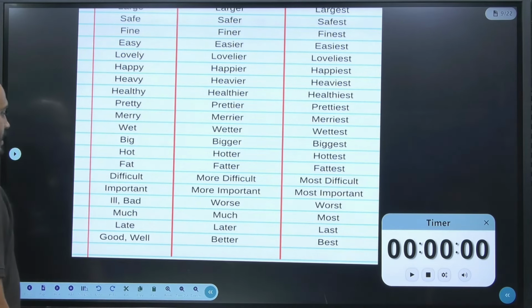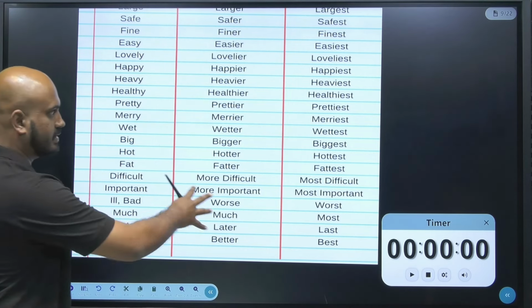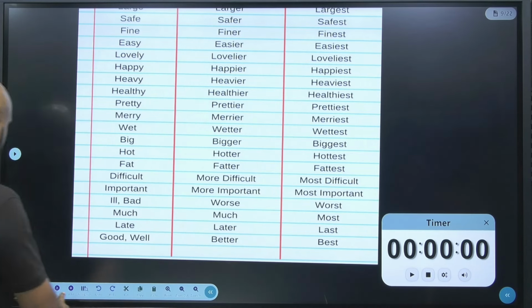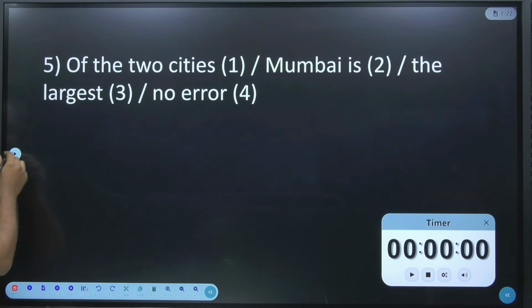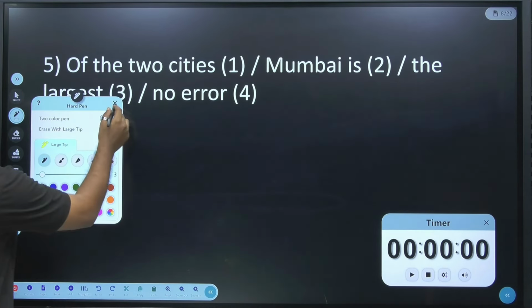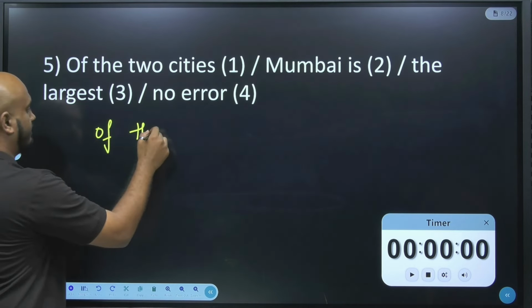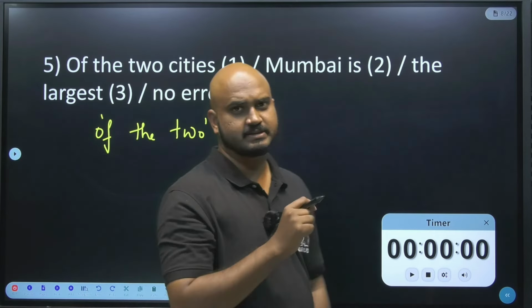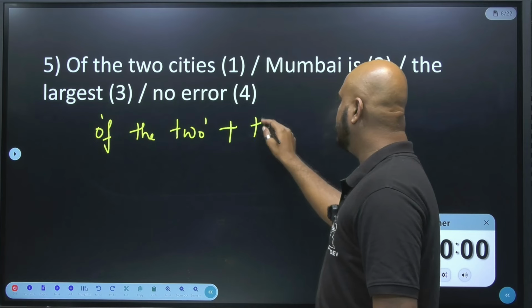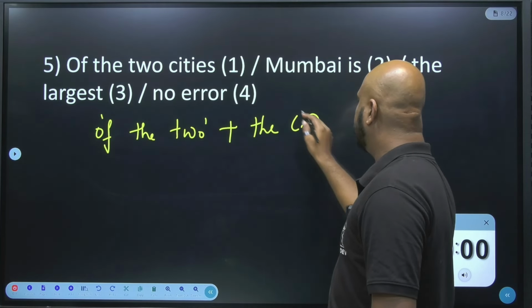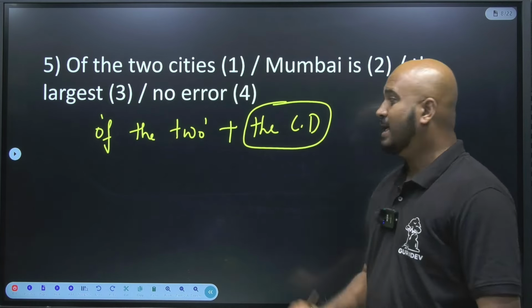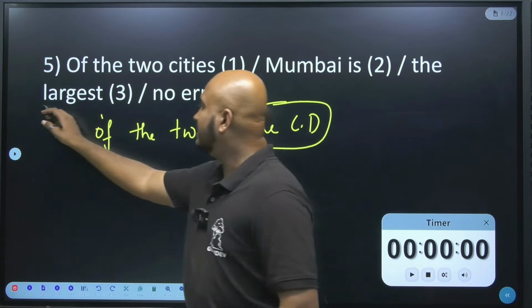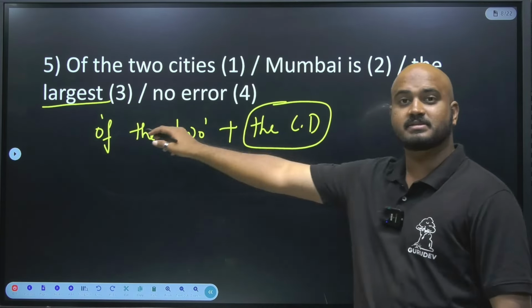So having said that, having an awareness of this particular construction, or you can say degrees of comparison, we can go back to our previous slide and discuss the answer over here. So what is the answer? See, whenever there is the phrase "of the two" in any given sentence, remember the structure of the degree of comparison should be written in this format: the plus comparative degree. So if you observe, "of the two cities, Mumbai is the largest", I have written comparative degree, whereas largest is superlative degree.